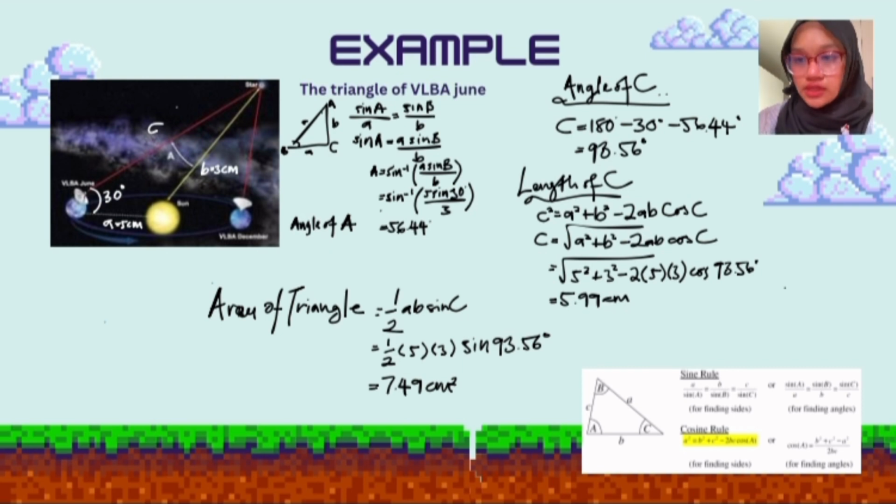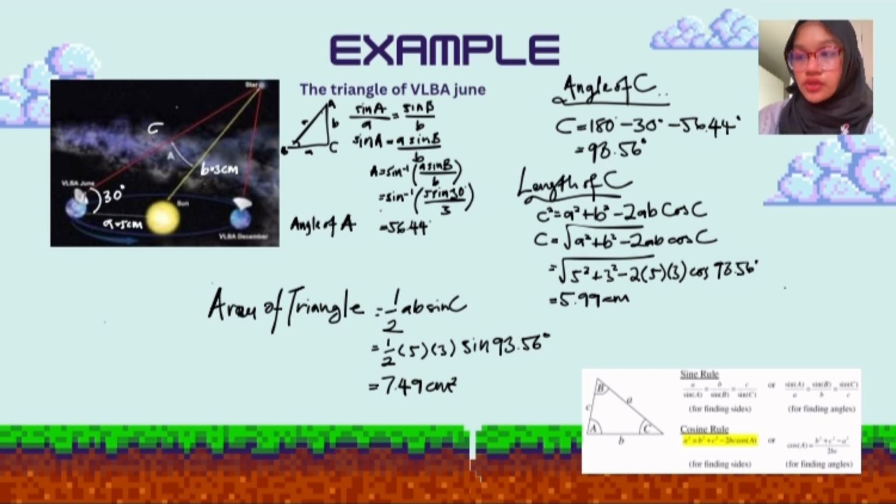To find the length of c, for this one we're going to use the cosine rule, which is c squared equals a squared plus b squared minus 2ab cos C. So c equals the square root of the formula on the right side. Then we just need to put in the values, a equal to 5, b equal to 3, and C equal to 93.56. Then you will get 5.99 centimeters.